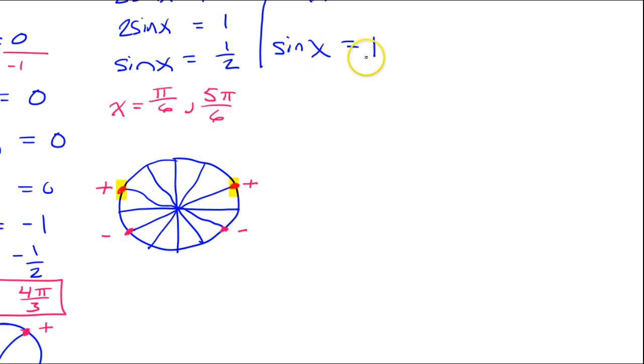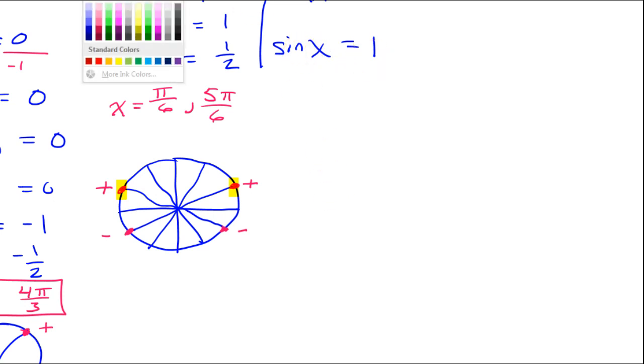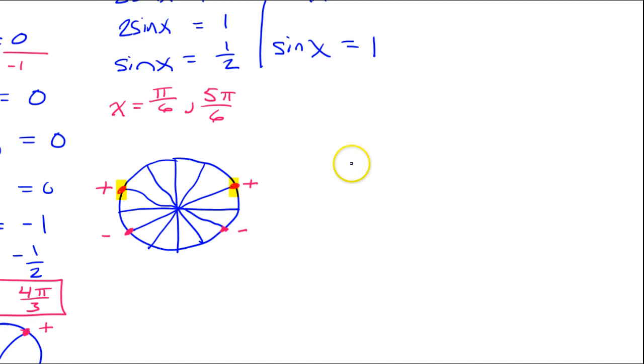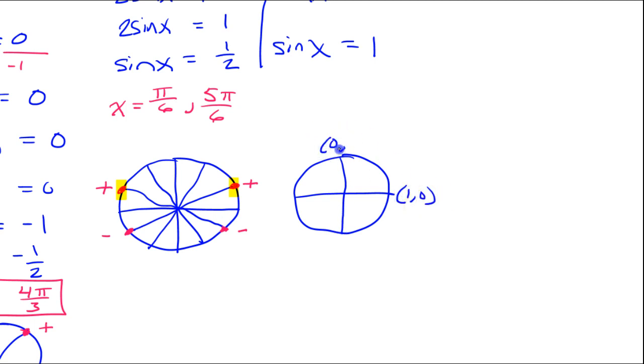Now, the sine of what angle is equal to 1? Well, that sounds like a quadrantal angle to me. Alright, 1 comma 0, 0 comma 1, negative 1 comma 0, 0 comma negative 1. Sine is a y value, so we want the y value to equal 1. This is the only angle right here at the very top.